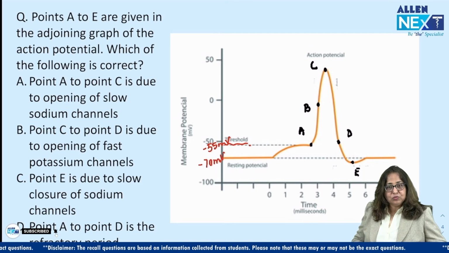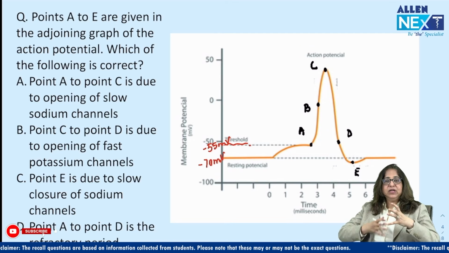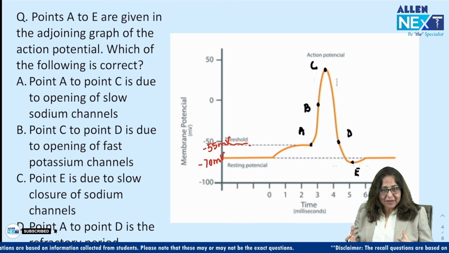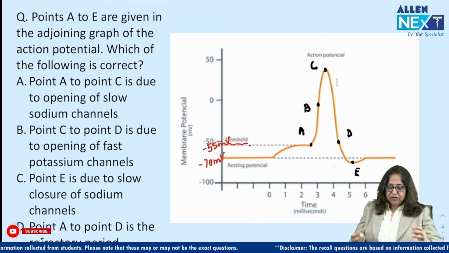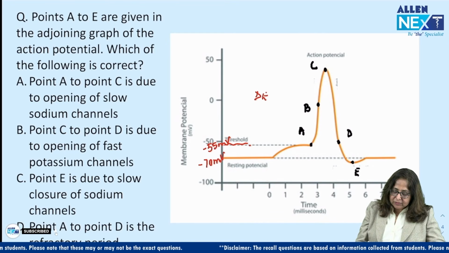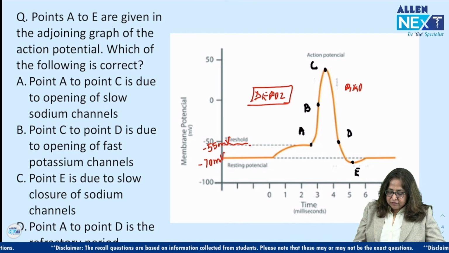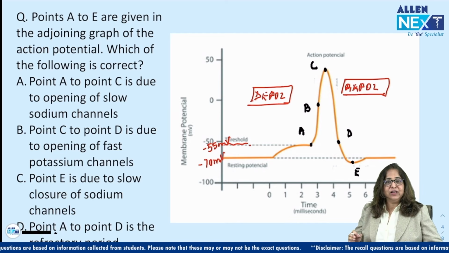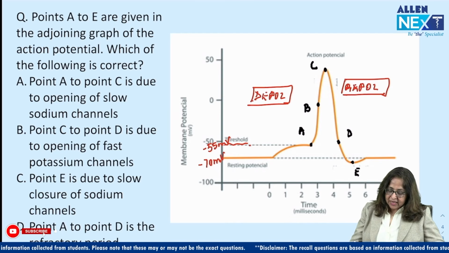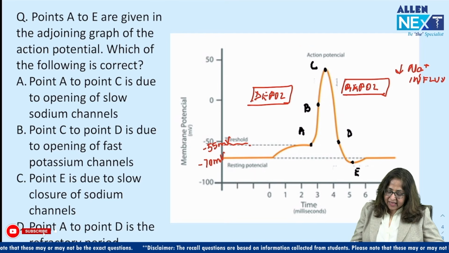Once it reaches the threshold potential of minus 55, the opening of sodium channels is by a positive feedback mechanism. There is a sudden influx of sodium, which is responsible for the depolarization phase. Then the repolarization phase, which is because of closure of the sodium channel and opening of the slow potassium channels. In the repolarization phase, there is a decrease in sodium influx and an increase in the potassium efflux.